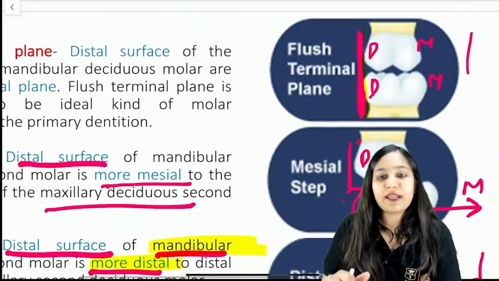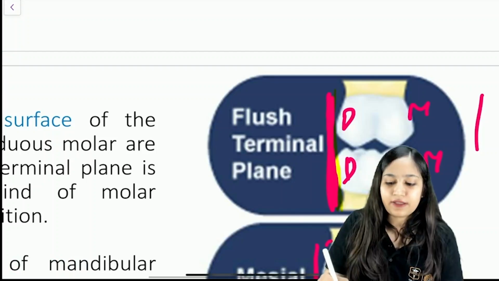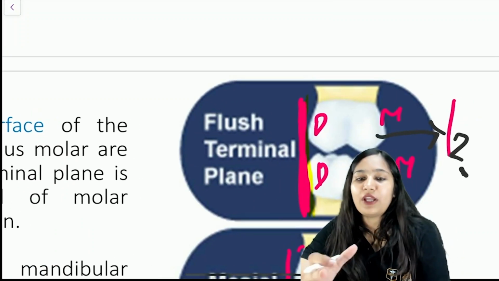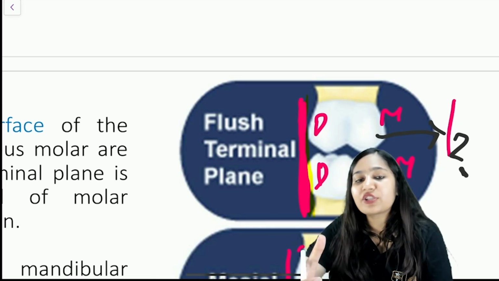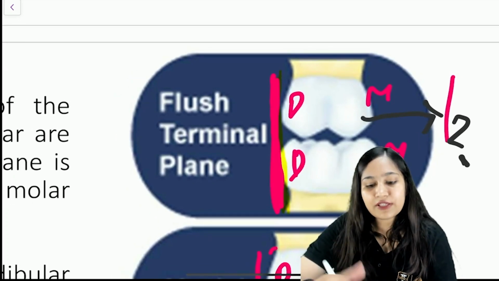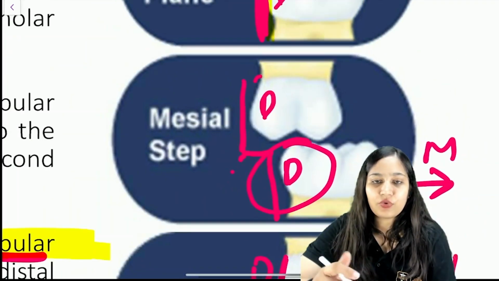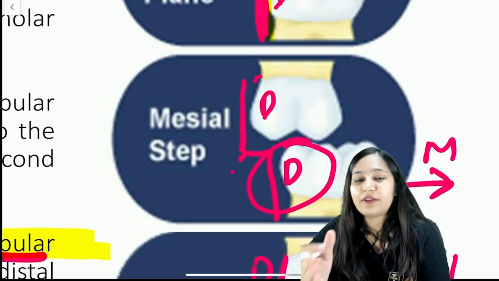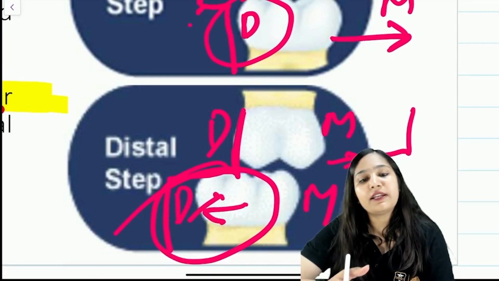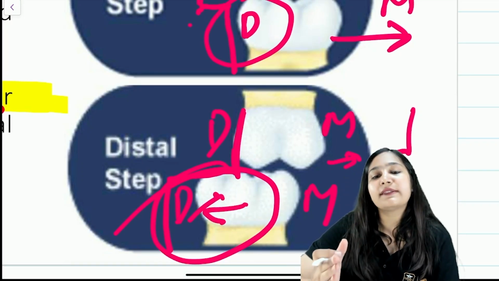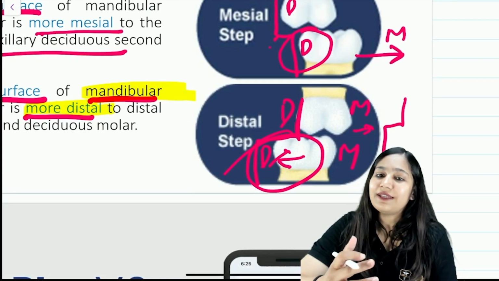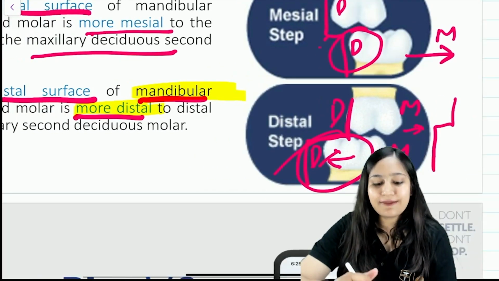These diagrams can also be asked as an image-based question. You can be asked the relationship between the maxillary and mandibular deciduous second molar. What is its relation? Is it flush terminal plane? Is it mesial step? Is it distal step? So you can say it is a flush terminal plane if this type of diagram is shown. If the distal surface is more mesial, then it will definitely be mesial step. And if this type of diagram is shown, then it is definitely distal step, because the distal surface is placed more distally. So we discussed dental histology as well as dental anatomy questions. Thank you.